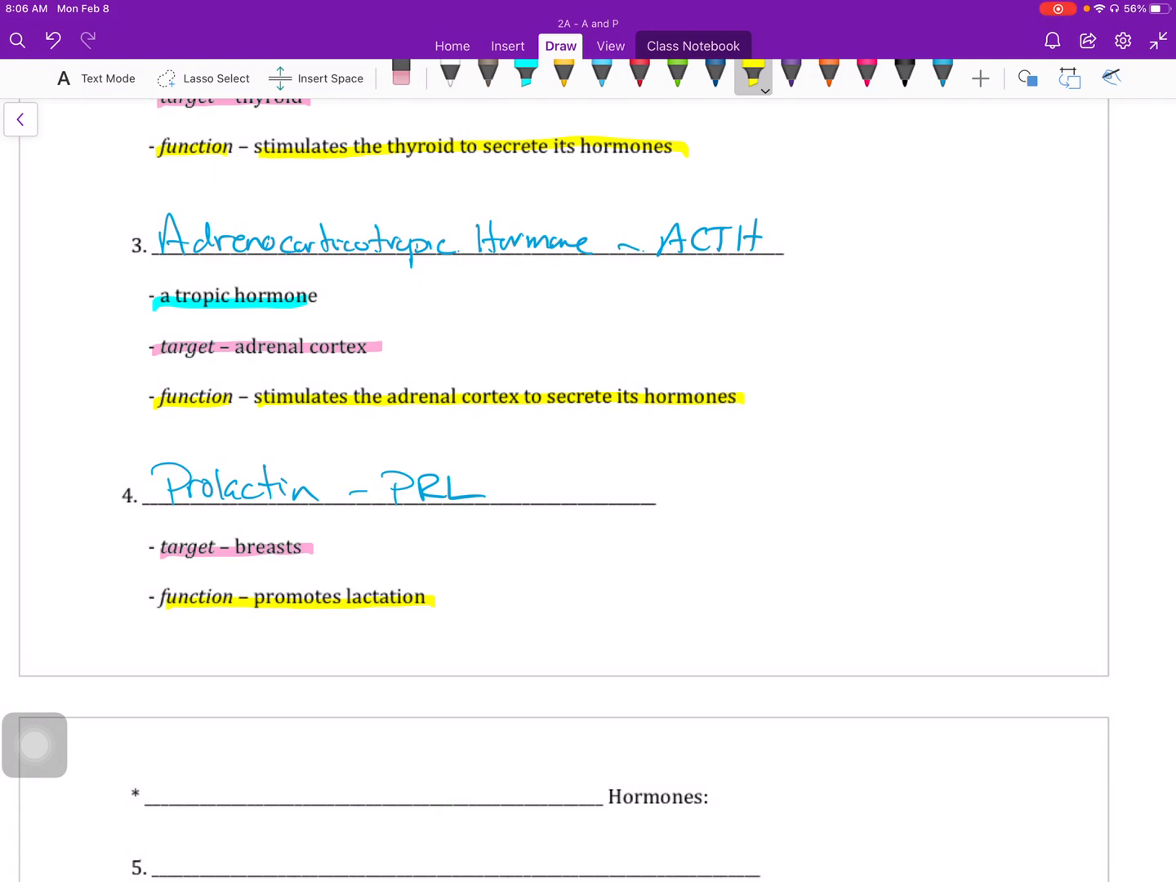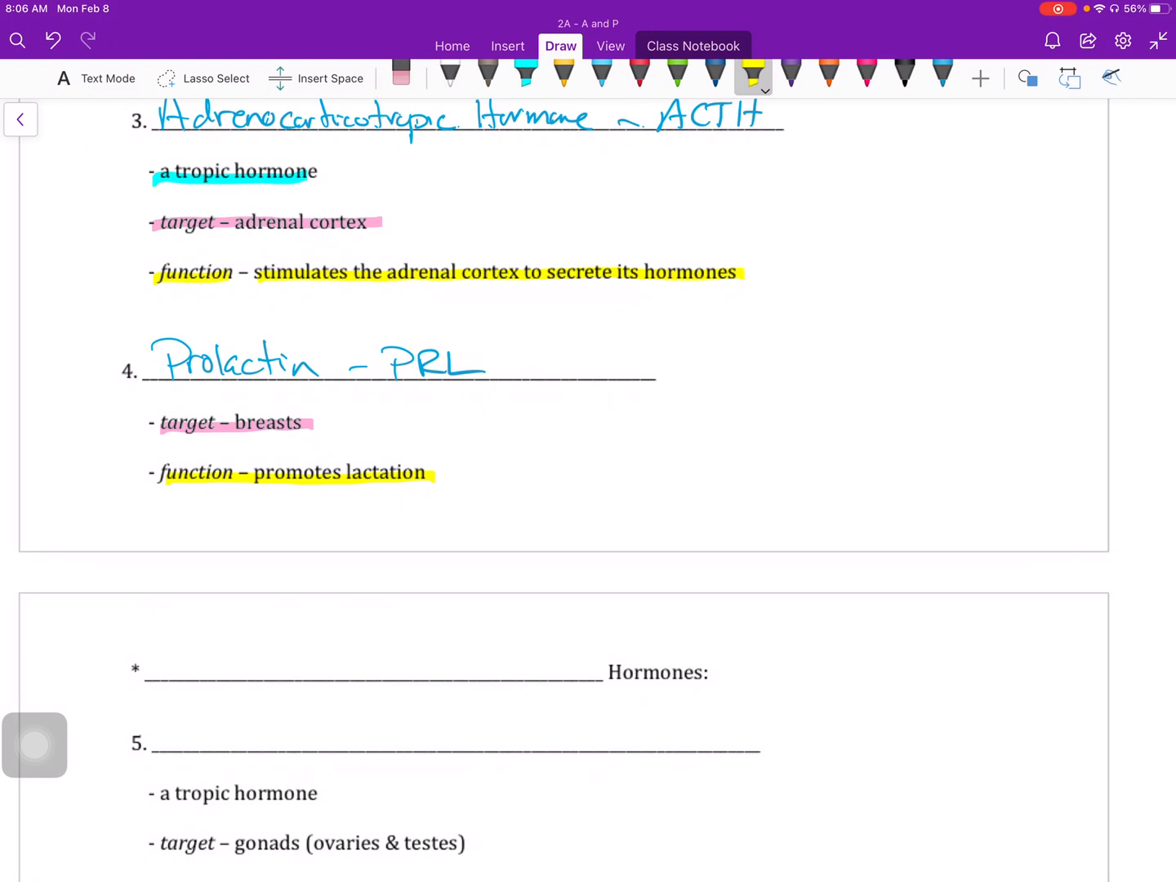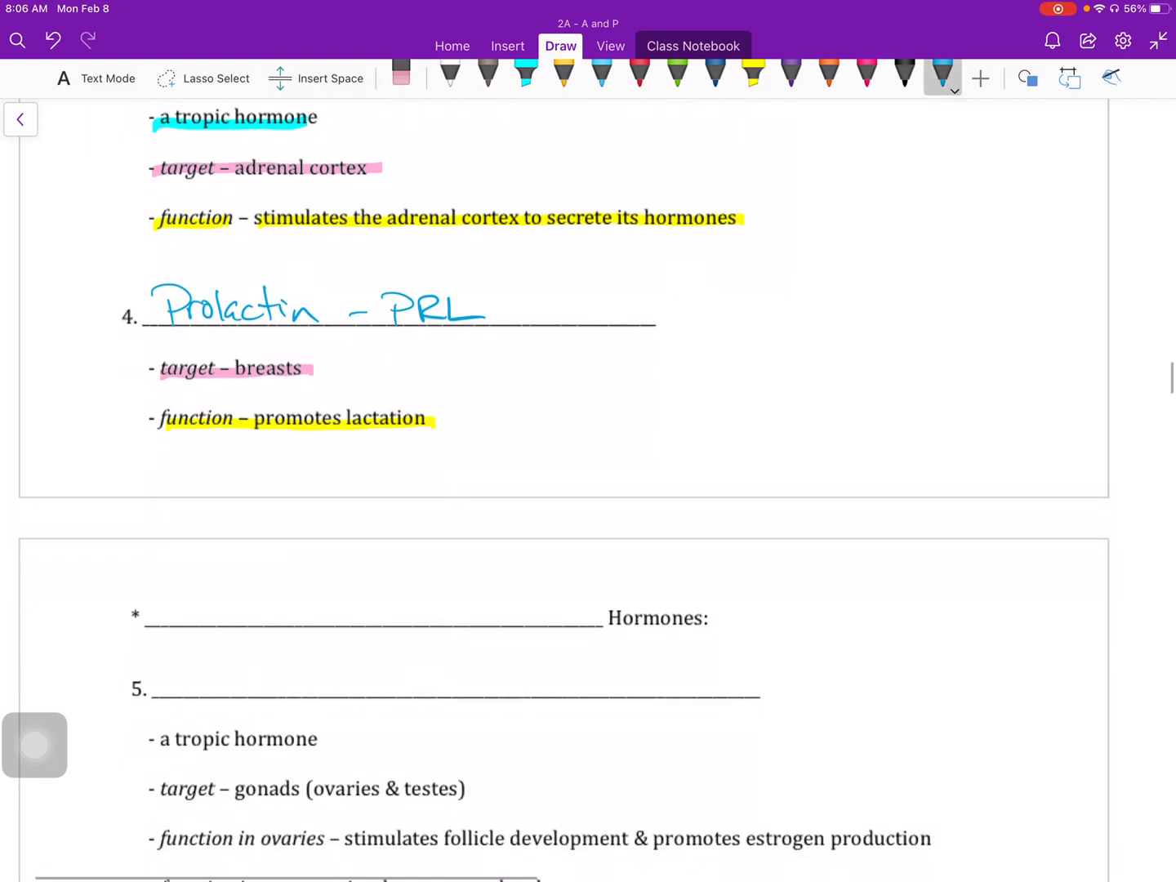The next group we refer to is gonadotropic hormones, but there are two of them and they target two different areas. So while we call them gonadotropic hormones, we take them as two separate hormones. So gonadotropic, knowing that they're tropic hormones, they target the gonads. So we're just going to write that out there. The target is the gonads. Now, obviously that would be ovaries in females and testes in males.